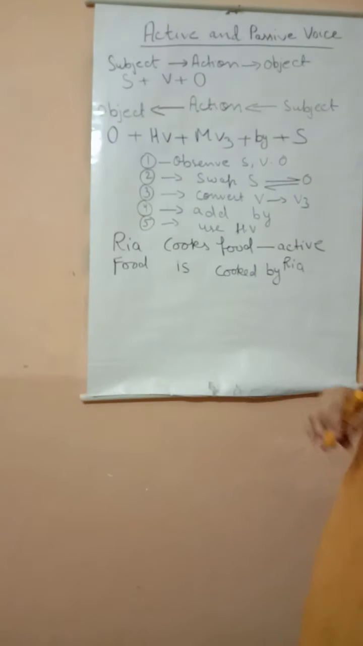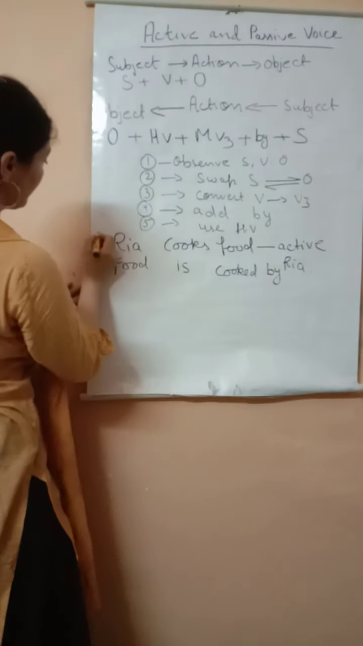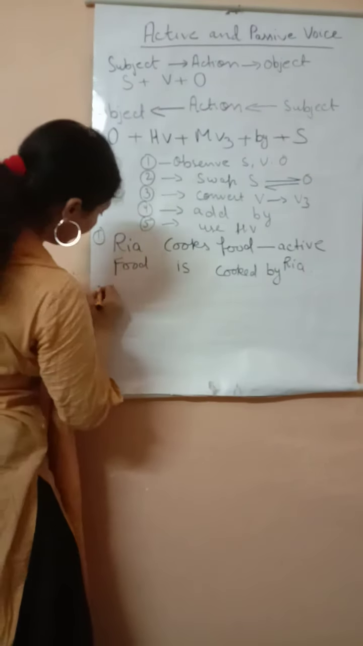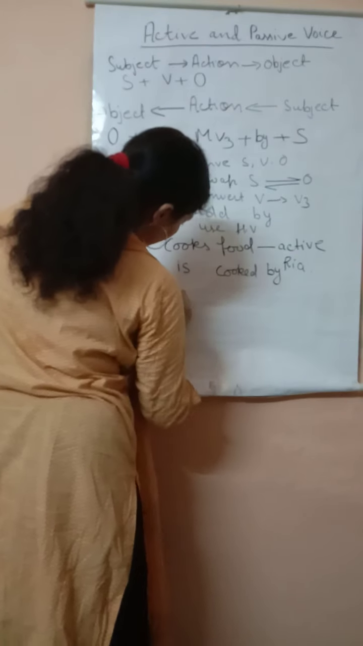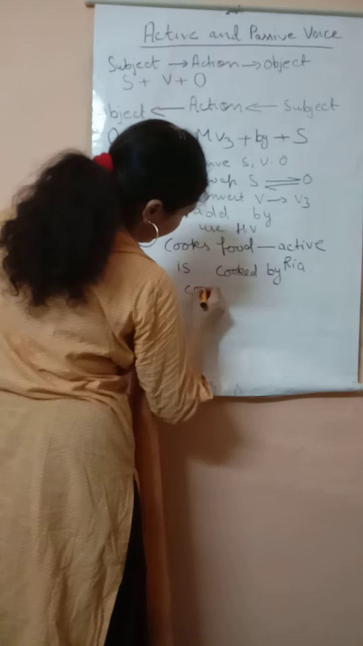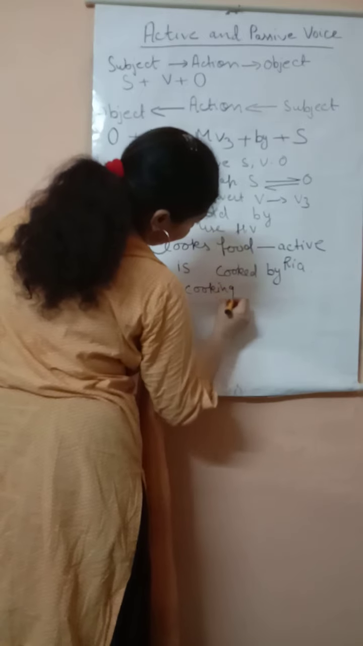Now let us take an example of present continuous tense. This is example number 1. Here I am going to write example 2. Ria is cooking food.